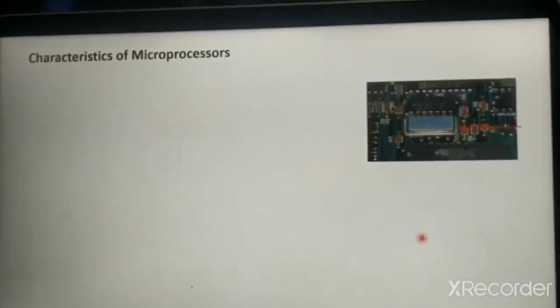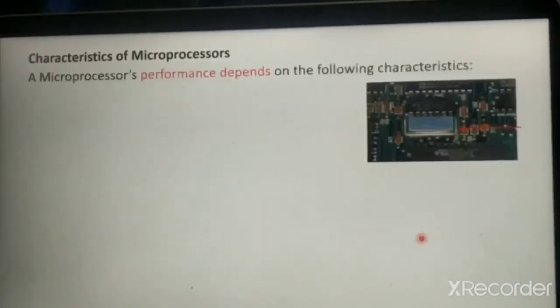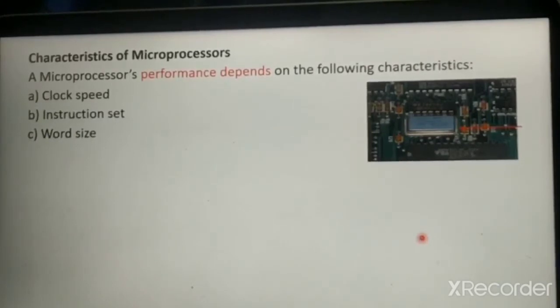Next, we can see the characteristics of the microprocessor. Actually, the performance of the computer is based on the microprocessor only. Likewise, the performance of the microprocessor depends on three important characteristics. They are clock speed, instruction set, and word size.